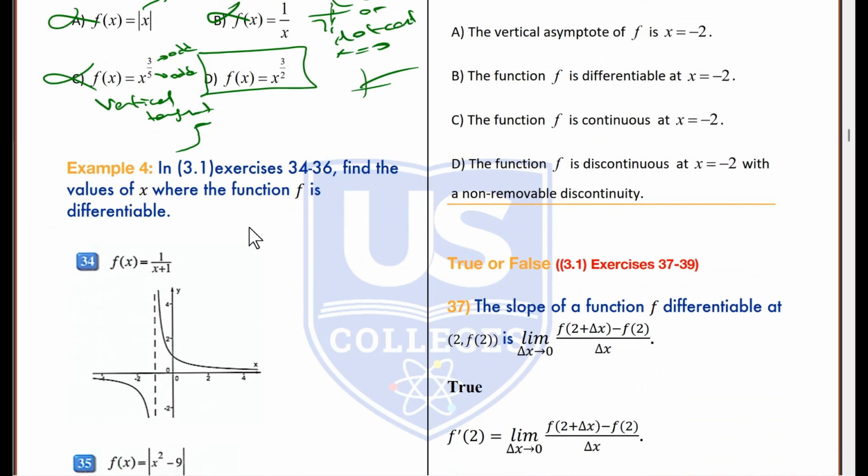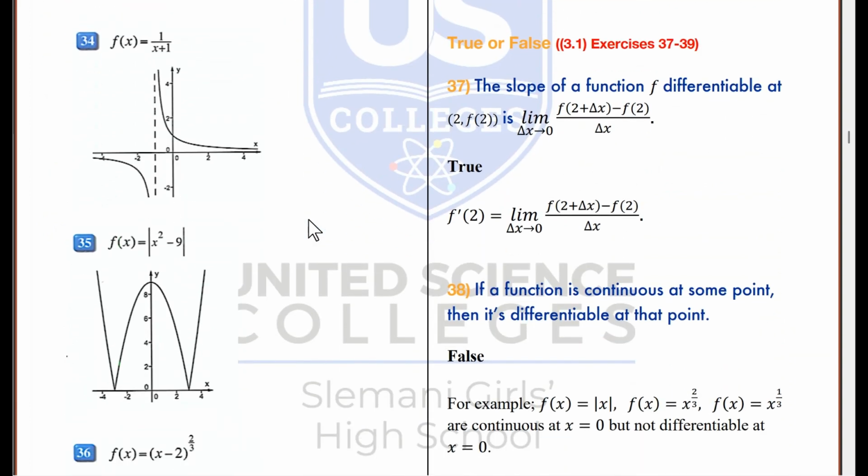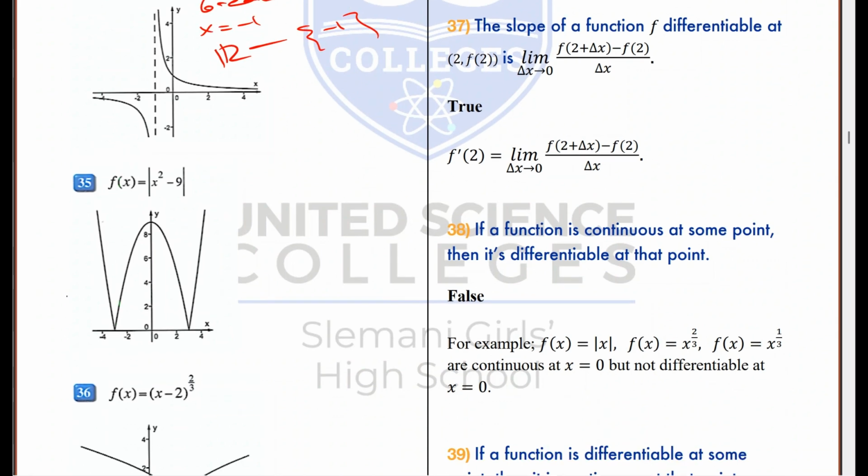Let's take a look at these exercise questions. Find the values of x where function f is differentiable. There are infinitely many numbers where the function is differentiable, so just find the numbers where the function is not differentiable. In the first question, there is a break at x equals -1. So it's differentiable at all real numbers except -1. We can say it's discontinuous at -1. There is a break at -1. So we should exclude this number from all real numbers.